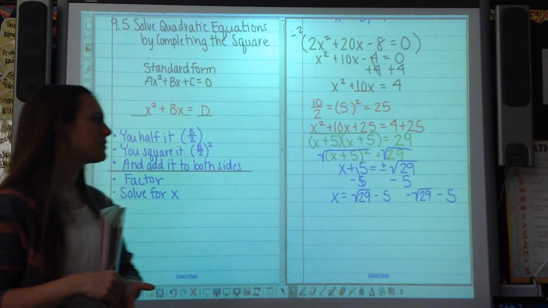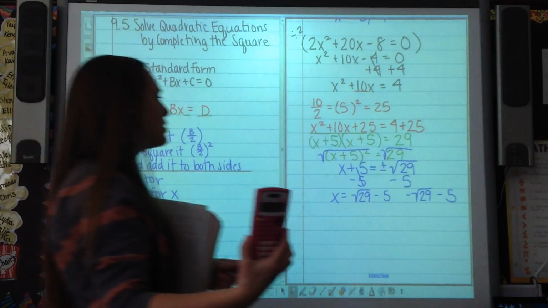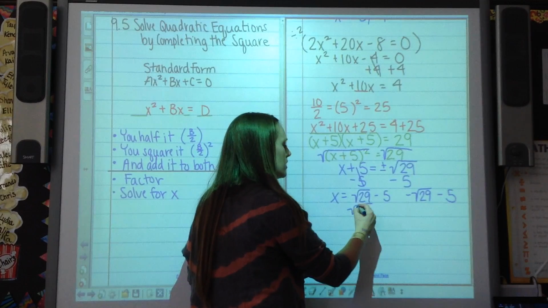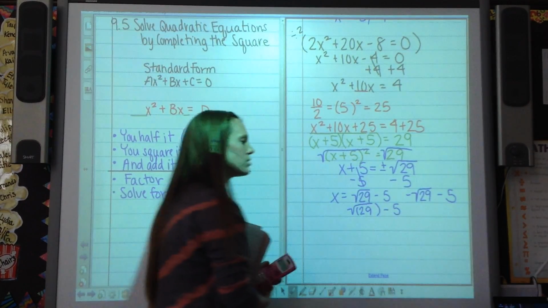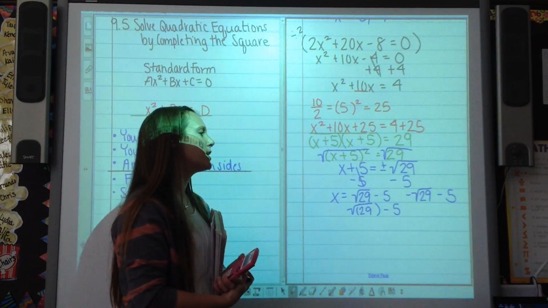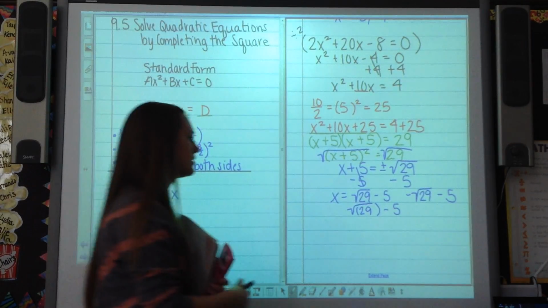Remember, if you have a scientific calculator like this one, a TI-30, when you push the square root symbol, it opens a set of parentheses. You need to close that parenthesis and then subtract 5. If you don't close that parenthesis, it thinks that 29 minus 5 is under the radical sign, and it shouldn't be that way.